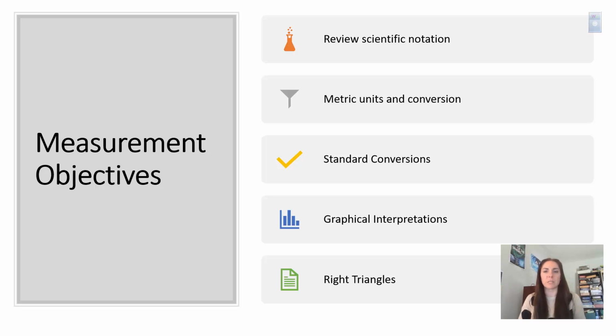I'm going to talk a little bit about scientific notation, metric units, some standard conversions. We're going to be doing a lot of conversions in the course. It's not like chemistry where it's like a whole section devoted to just conversions, but we will go from centimeters to meters. We'll go from grams to kilograms. So having some notion and understanding of those conversions is really helpful. We'll do a little bit in graphing, a little bit in right triangles, and actually I should add another piece, a little bit on the calculator.